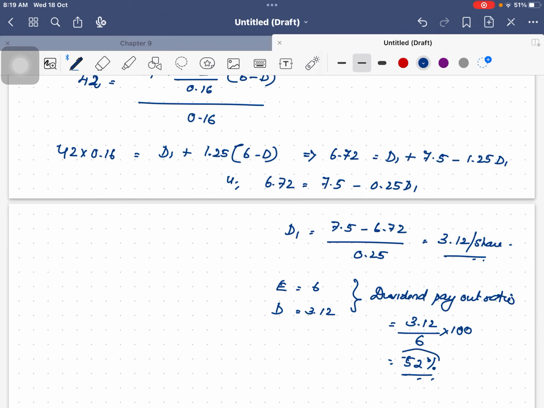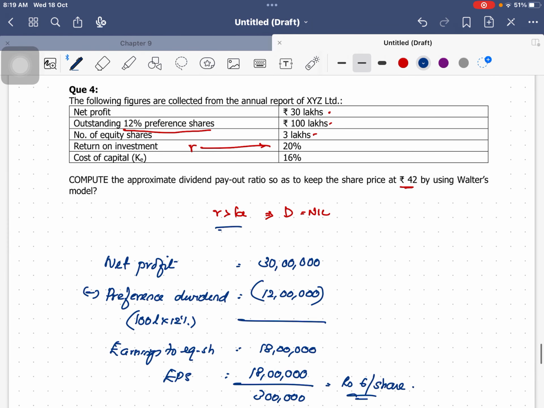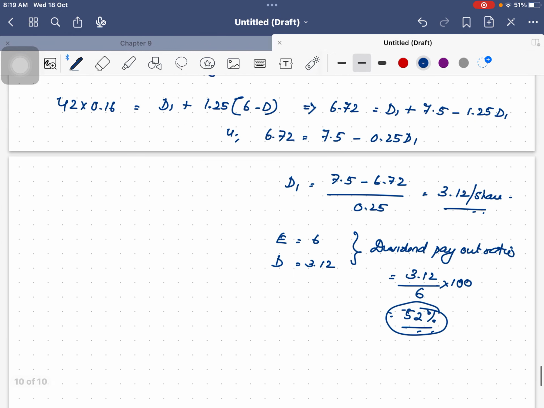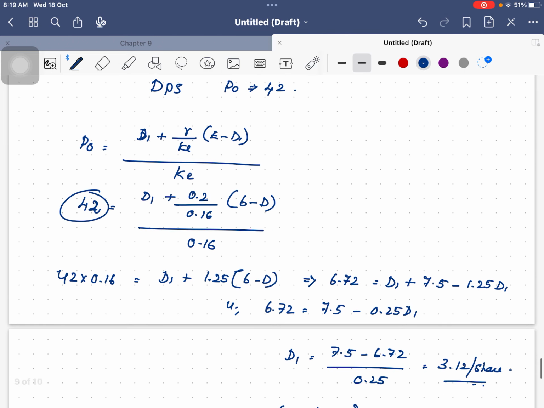But this is not the optimum dividend payout ratio, because the optimum payout ratio will be 0, as R is greater than KE, so dividend has to be nil. As homework, you can find the value when dividend payout is 0, and substantiate that the firm will have a value more than 42. Right now, with a payout ratio of 52%, the value of the firm is only 42 rupees. When the payout ratio is 0, the value has to be higher than 42. So that's all about this problem.